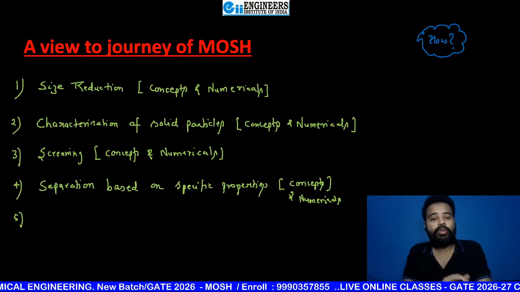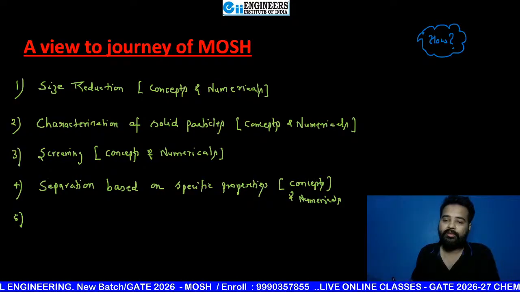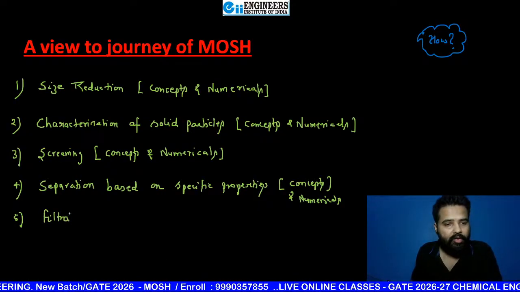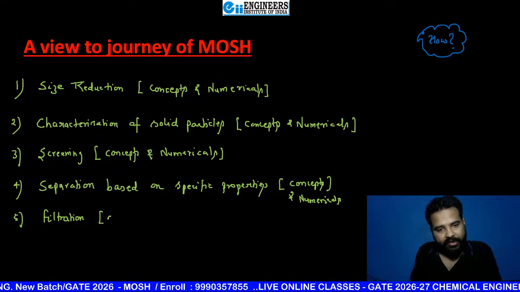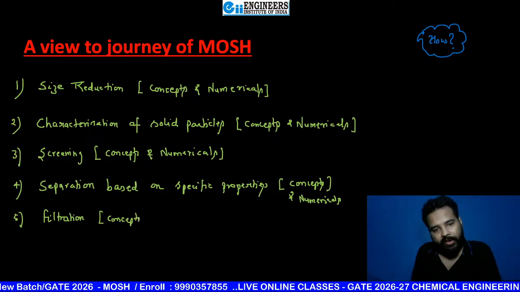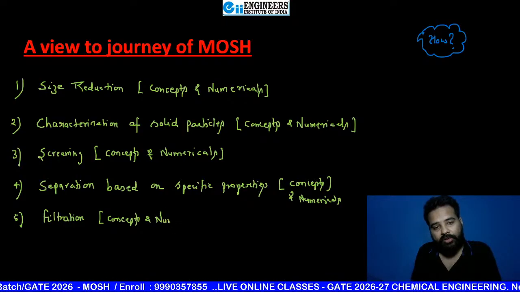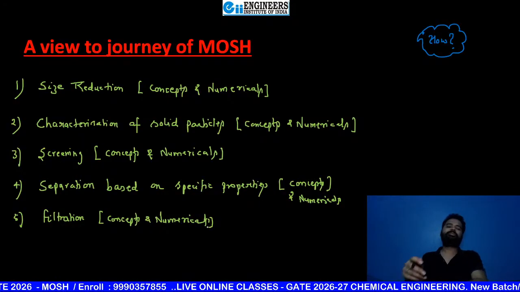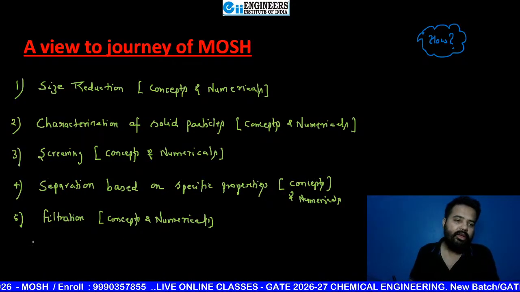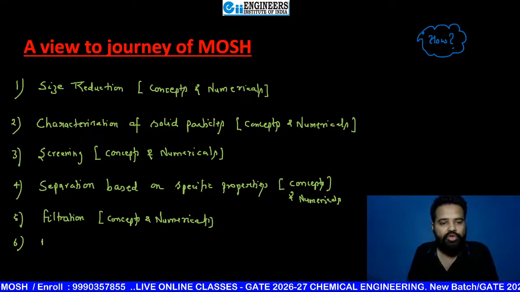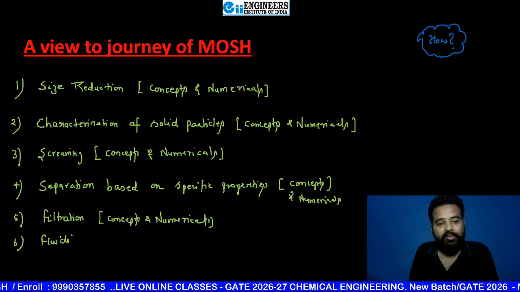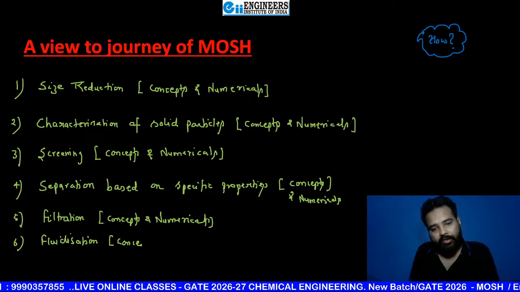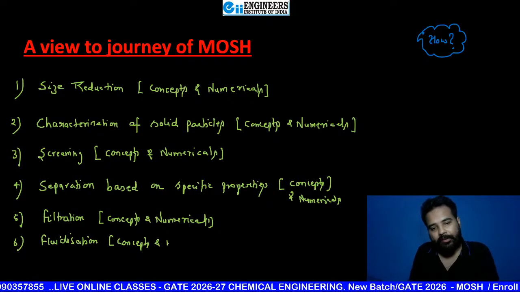After this, the most important chapter you will start, that is filtration. In this subject, lots of concepts you will see, beta, and also lots of numericals. Here also numericals are present. That means in all chapters numericals are there. And along with filtration you will also start one more chapter, that is fluidization. Here also concepts are there. Here also numericals are there.